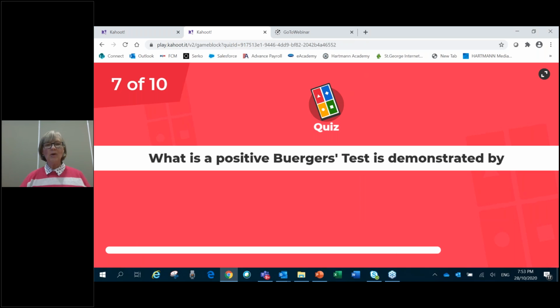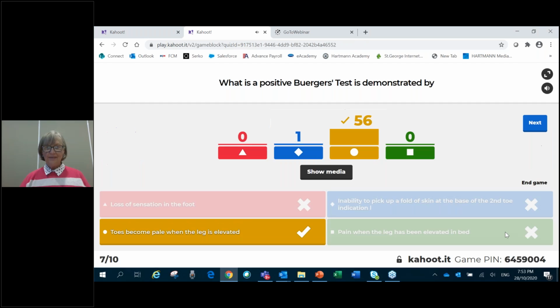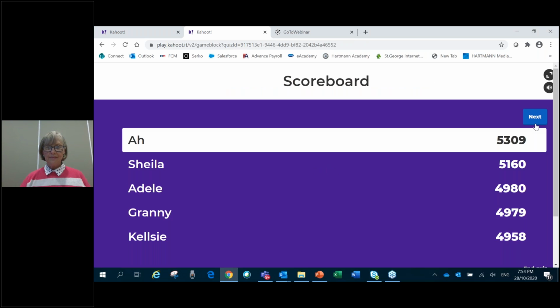Next question. What is a positive Buerger's test demonstrated by? Loss of sensation in the foot, toes becoming pale when the leg's elevated, inability to pick up a fold of skin at the base of the second toe, or pain when the leg has been elevated in bed. That's right. The toes become pale when the leg is elevated. That's correct. How did we go? R's still ahead. Well done. I think, Sheila, you've been there for a little while too. Well done.